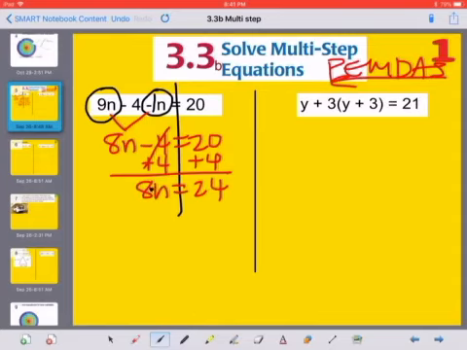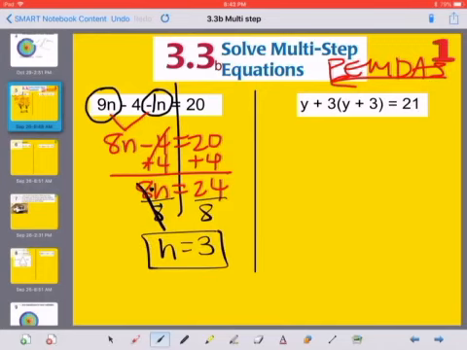And then the opposite of multiplying is divide. Divide by 8 on both sides. 8 over 8 is just 1, so we have n equal to 24 divided by 8. Well, 8 times 3 is 24. So your answer should be 3.